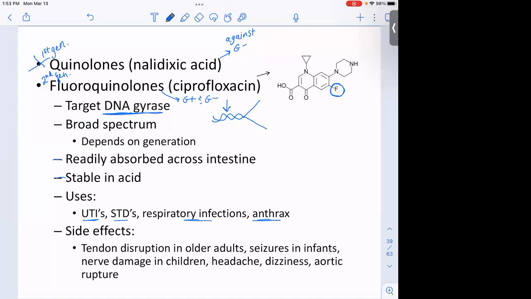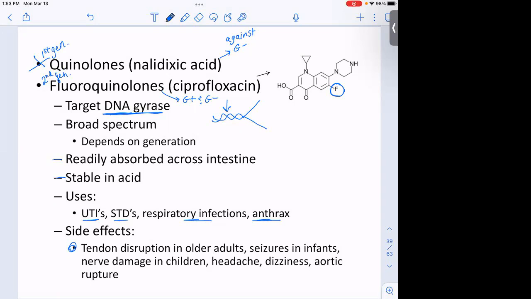The reason that we save the fluoroquinolones for more serious infections is that they have some potentially serious side effects. One kind of unusual one is tendon disruption. This is fairly rare. It most often happens in adults older than 60, but it can cause their Achilles tendon to rupture. That's a strange side effect of an antibiotic, certainly. We think it might limit the blood flow to joints, or maybe it has something to do with collagen formation. We're not really sure. But those are pretty serious side effects.